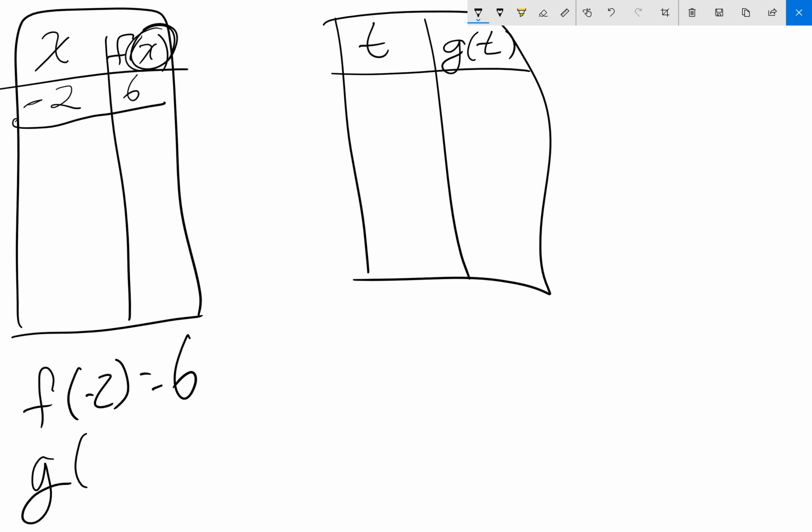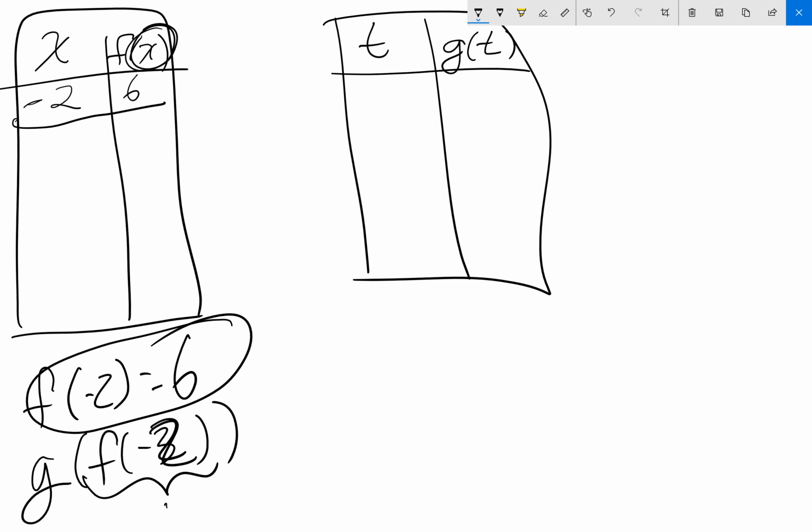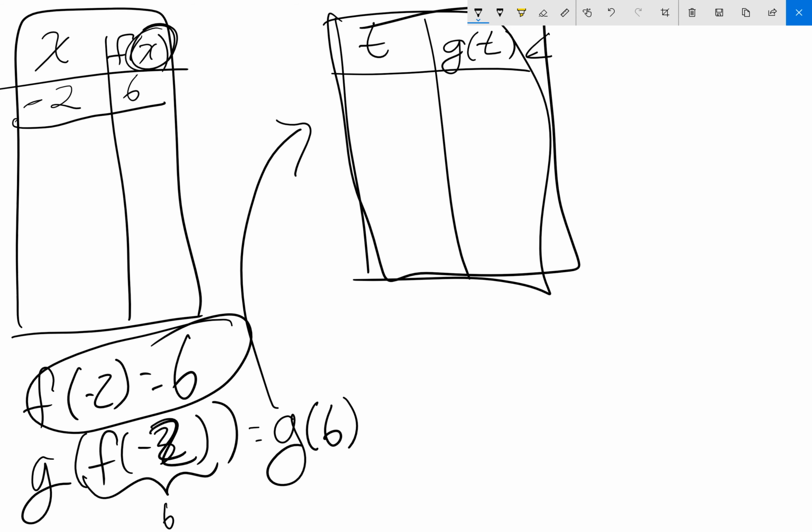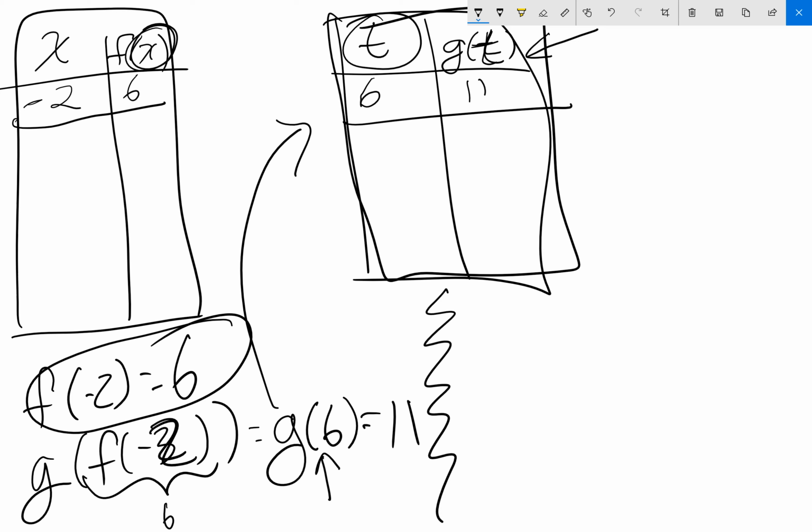Now if we do g of f of -2, we already know by solving this that f of -2 is 6. So we replace it and we find g of 6. Now we move towards this table because it gives us the output for the function g. We know that the input is 6, so we find 6 on our input side, t, and you'll see that the output is 11. So this would equal 11. Okay?